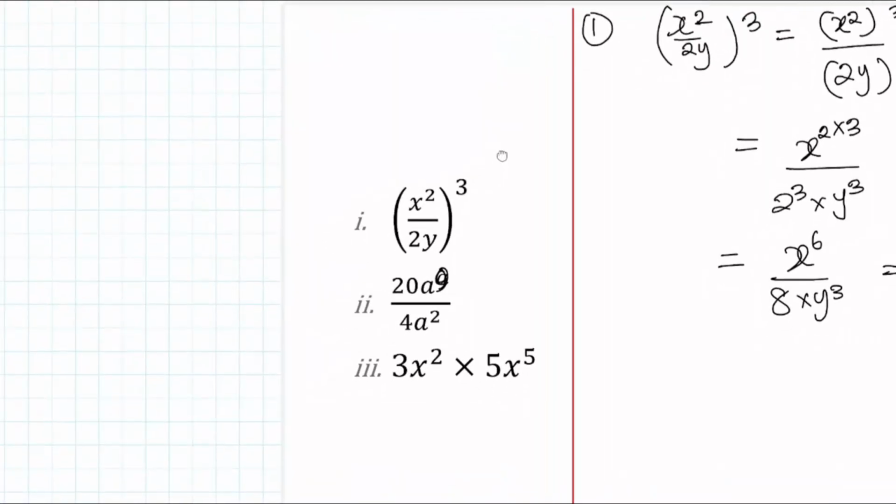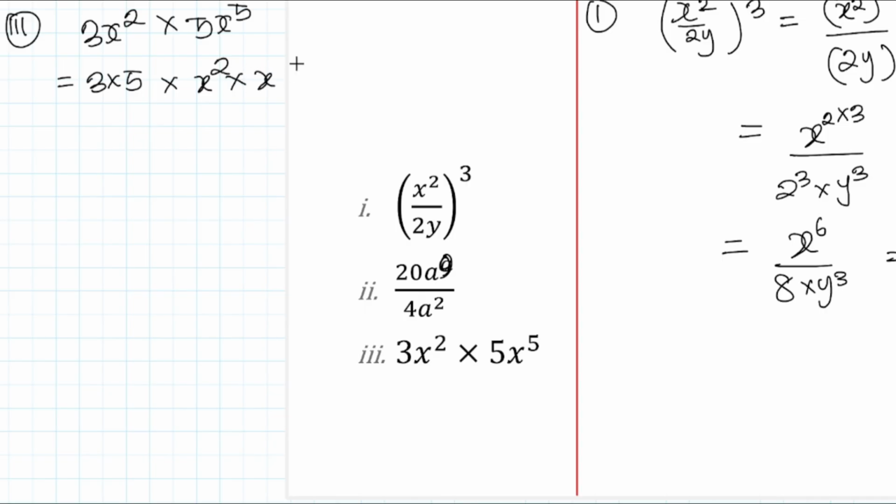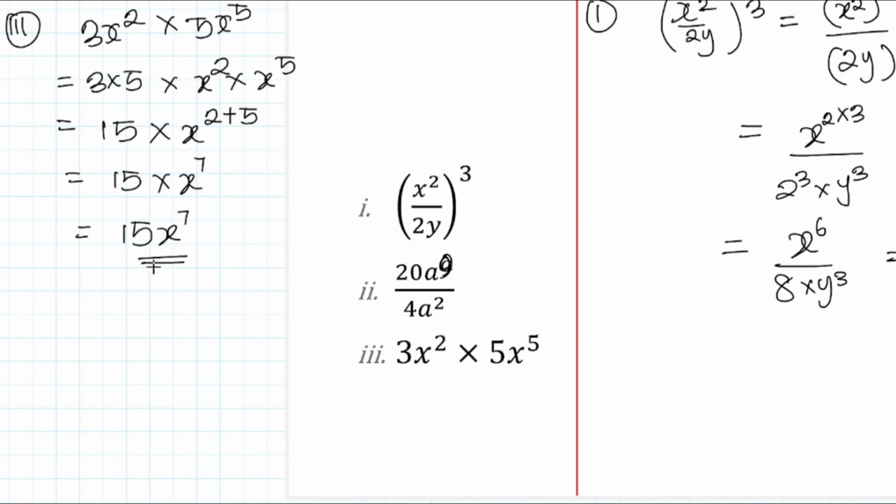So number 3. Let's solve number 3 together. So for number 3, we have 3x squared multiplied by 5x raised to power 5. Collect like terms. Bring the numbers together, 3 times 5. Bring the letters together, x squared times x raised to power 5. Now multiply the numbers. 3 times 5, we have 15. Multiply the letters using the product law or multiplication law. So we have x raised to power 2 plus 5. 2 plus 5 is 7. So we have 15 multiplied by x raised to power 7, and that will be 15x to the power of 7. So this is what we have.